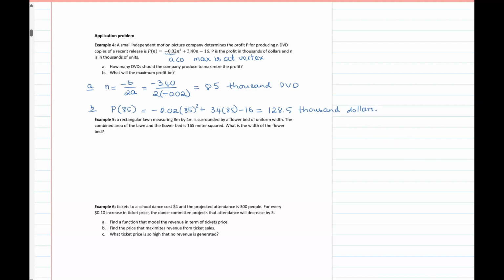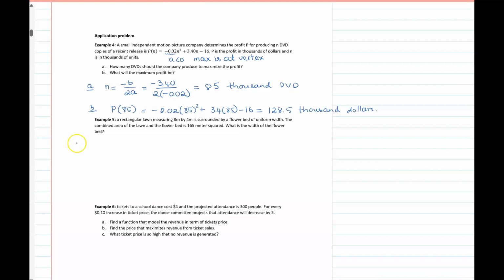Okay. A rectangular lawn measuring 4 meters by 8 meters is surrounded by a flower bed of uniform width. The combined area of the lawn and the flower bed is 165 square meters. What is the width of the flower bed?